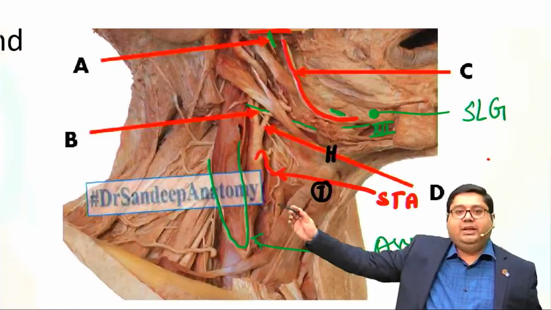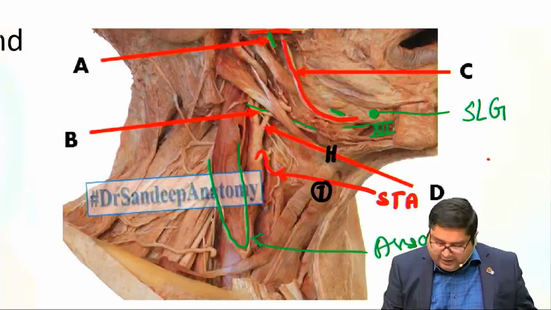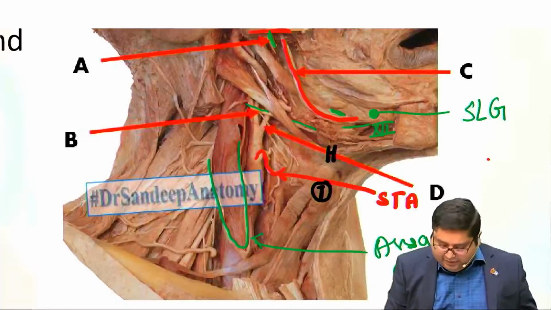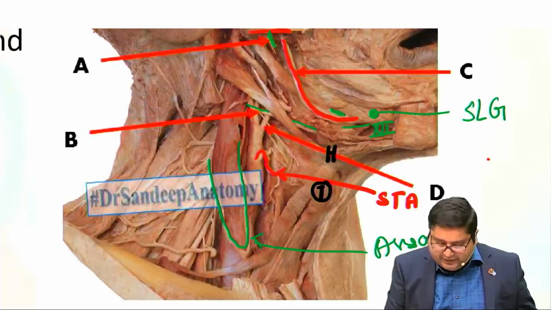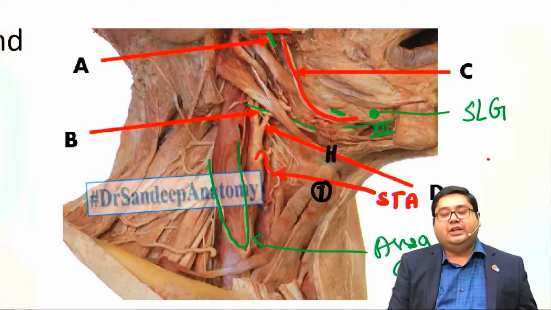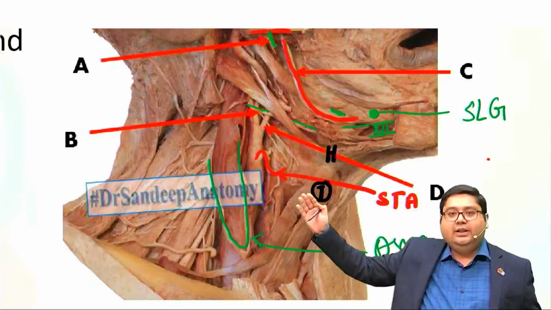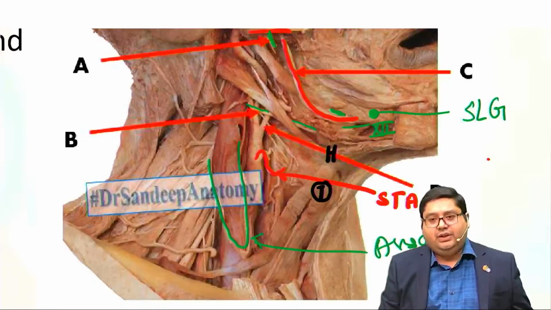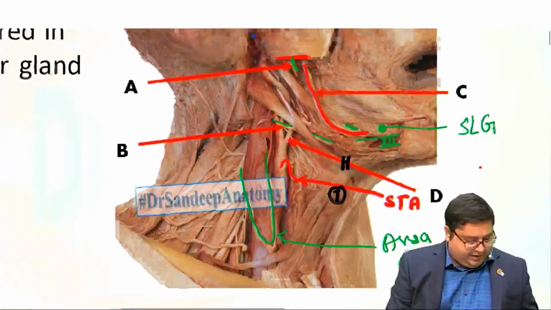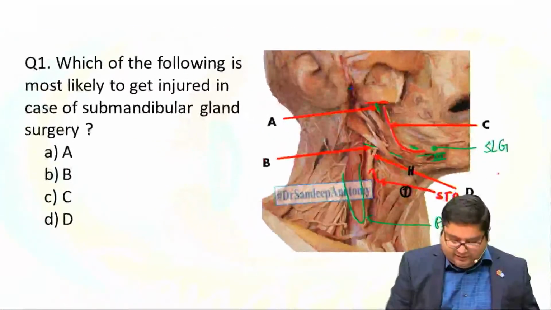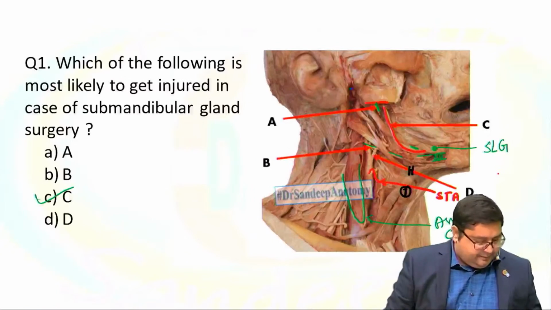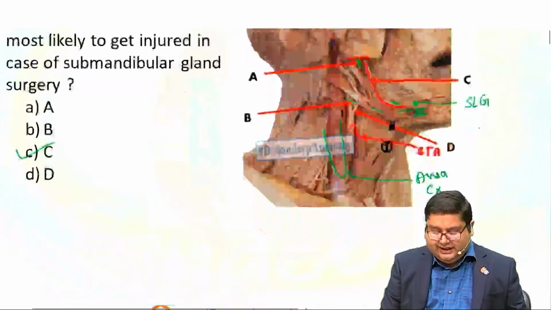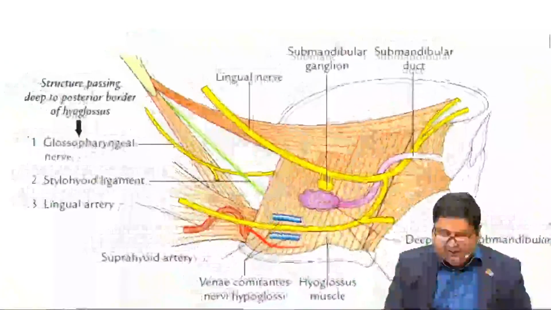So what is A here? It is the inferior alveolar nerve. B is the hypoglossal nerve. C is the lingual nerve. And what about the D structure? Here we have the facial artery and the lingual artery. The facial-lingual trunk is going, which will further divide into the facial and the lingual artery. So among these, the obvious answer will be C. The answer is obviously easy. That is the lingual nerve. We have practiced this part.